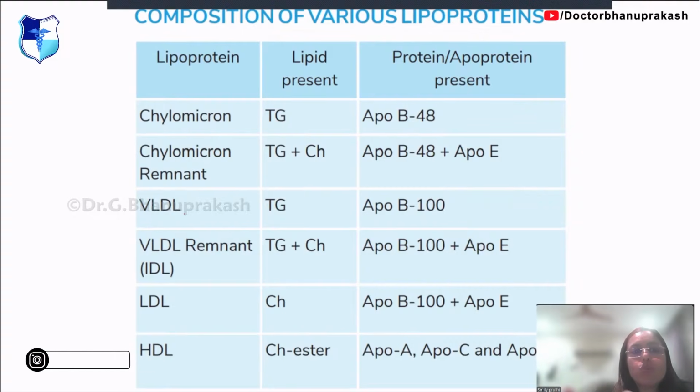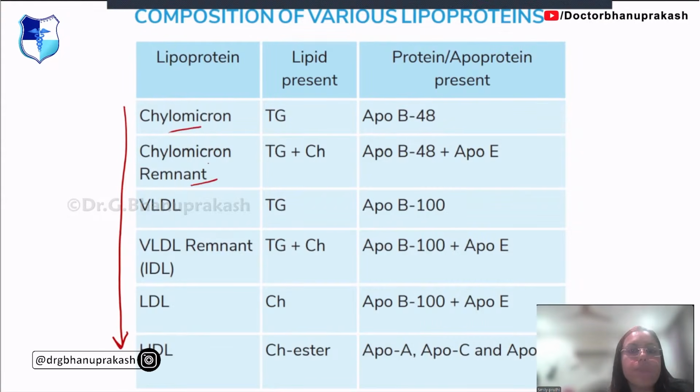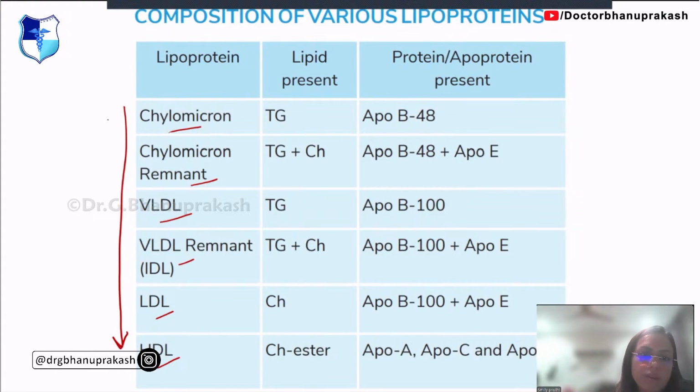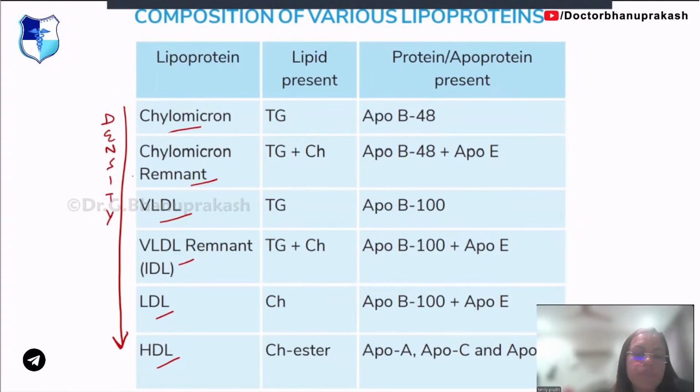Great. So the lipoproteins we always do in this sequence. First we do chylomicrons, then its remnant, chylomicron remnant, then VLDL, then its remnant IDL, then LDL, HDL. In this sequence, density is increasing. So least density for chylomicron, highest density for HDL. Okay. Density is increasing. So that's why the name high density lipoprotein, HDL.